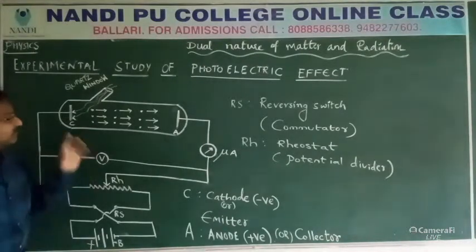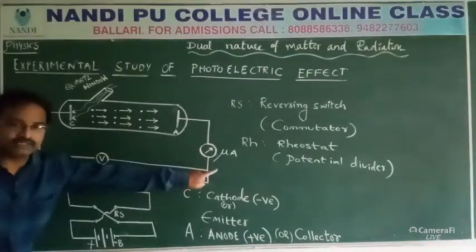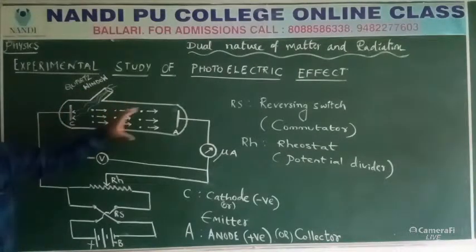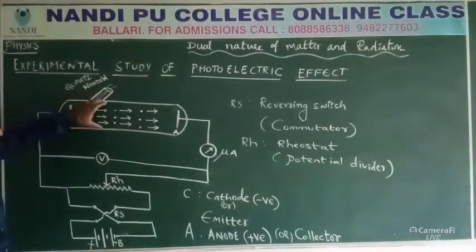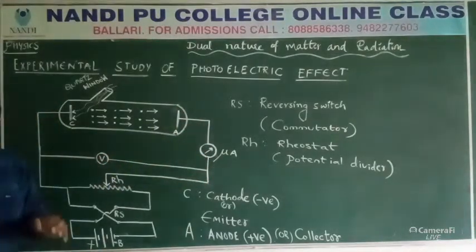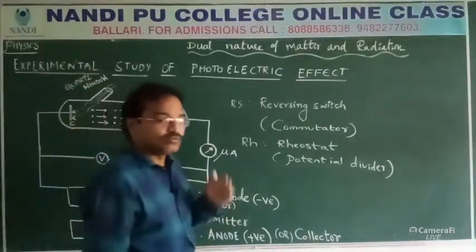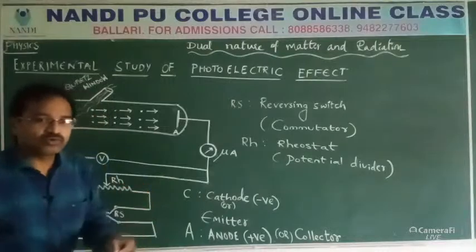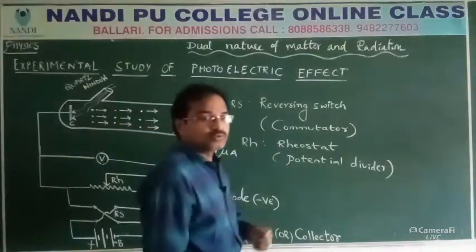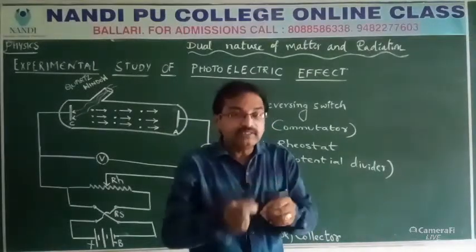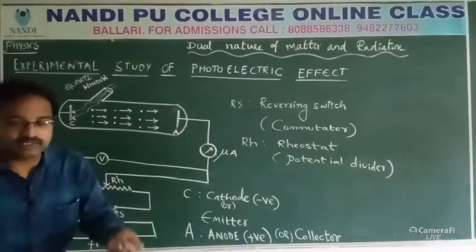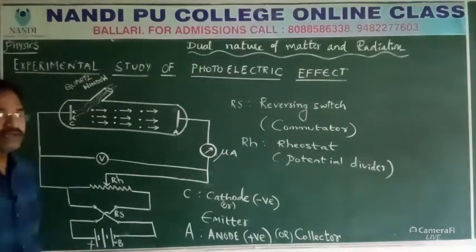See here, when no light is on this cathode, no current in the ammeter. When light falls on the cathode, it emits electrons. These electrons travel towards the anode, and you will get some current. This current is called photocurrent. This current is called what? Photocurrent. These electrons are called what? Photoelectrons. This is a fundamental observation. So now you want to know how intensity of light changes the current, which is very, very important.